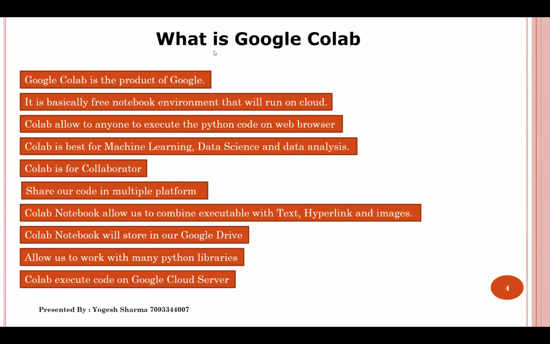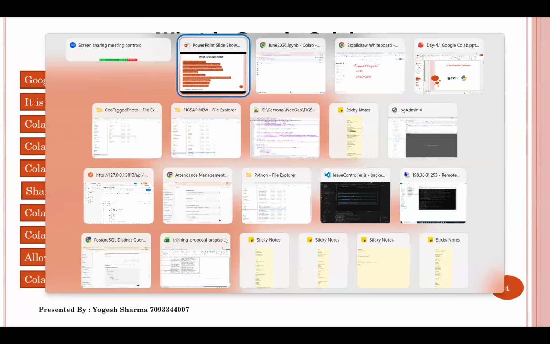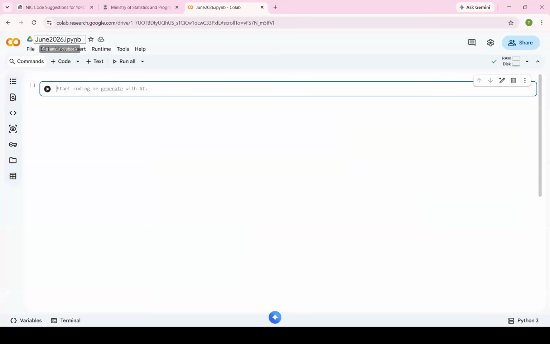Clear? Okay. Google Colab notebook will store in our Google Drive. So whatever the Google Colab, that this file you are able to see, this will ultimately going to store where? This is ultimately going to store in your Google Drive.